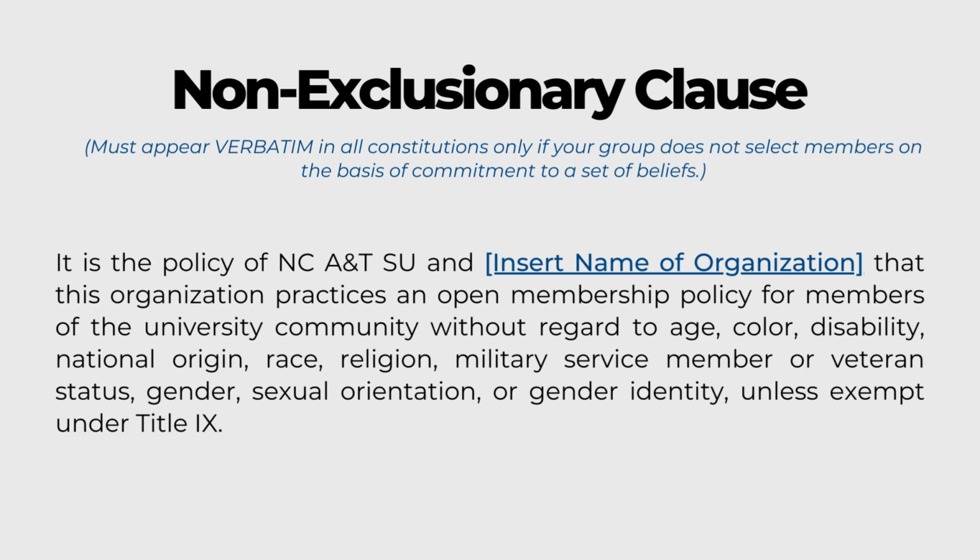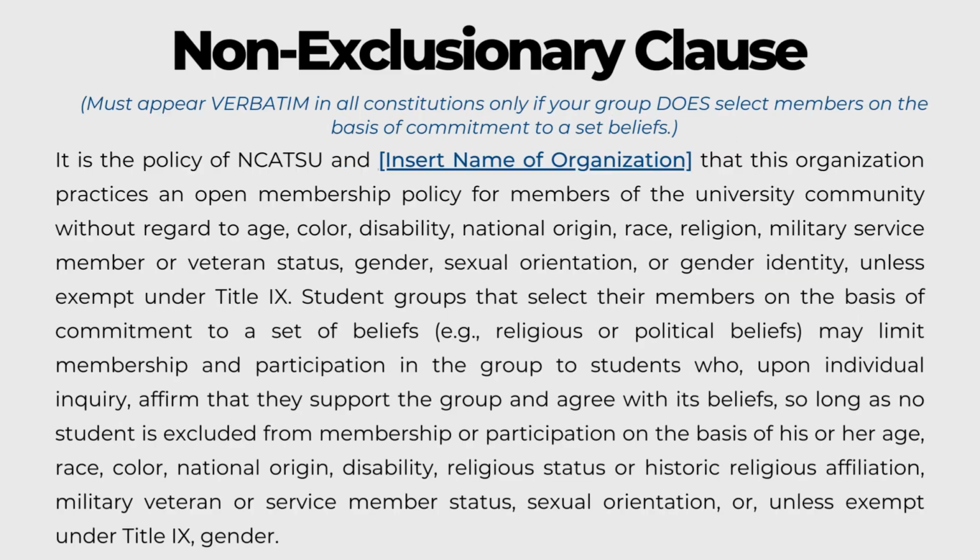Your student organization will choose a non-exclusionary clause based off the nature of your organization. If your group does not select members on the basis of a commitment to a set of beliefs, you will say, it is the policy of North Carolina Anti-State University and insert your name of organization that this organization practices an open membership policy for members of the university community without regard to age, color, disability, national origin, race, religion, military service member or veteran status, gender, sexual orientation, or gender identity unless exempt under Title IX.